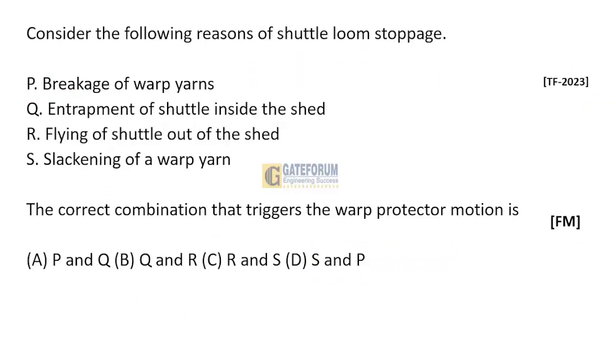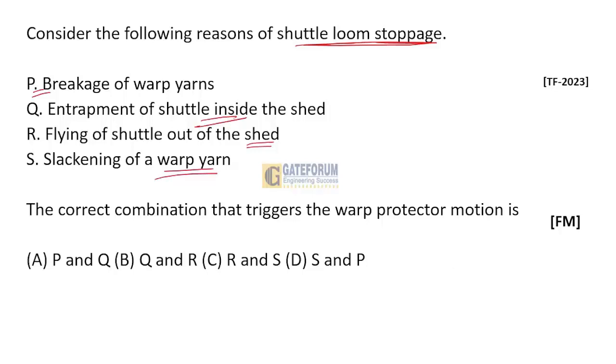It is a fabric manufacturing question. It says that consider the following reasons of shuttle loom stoppage: breakage of warp yarns, entrapment of the shuttle inside the shed, flying of shuttle out of the shed, slackening of the warp yarn. So these are the different reasons that are given during the manufacturing process.